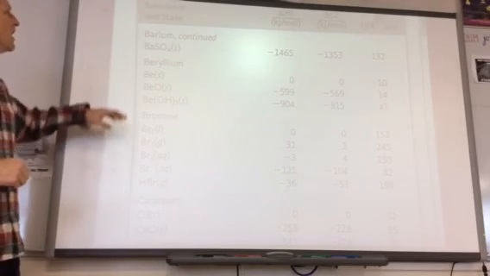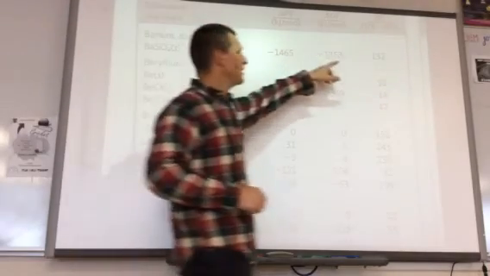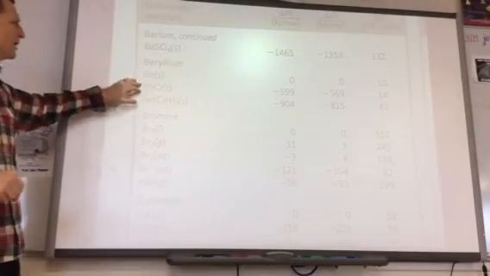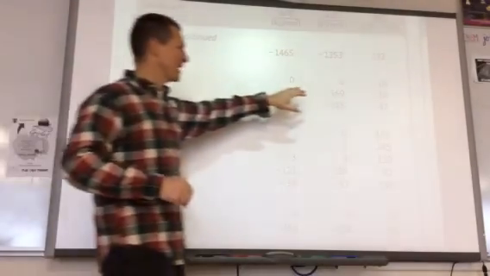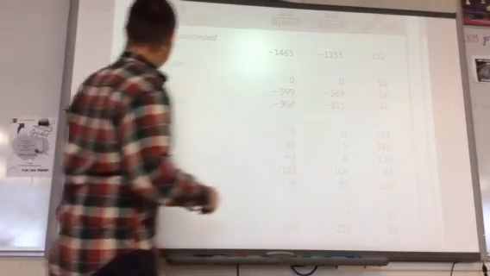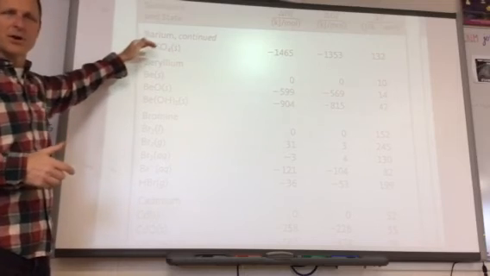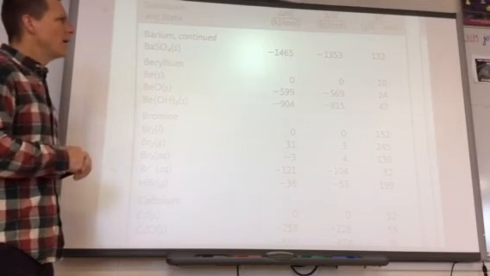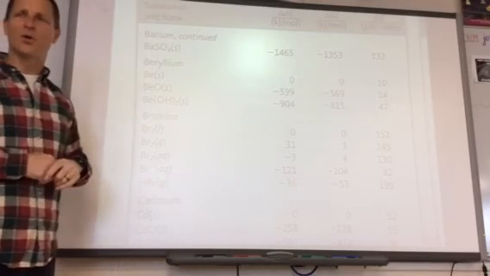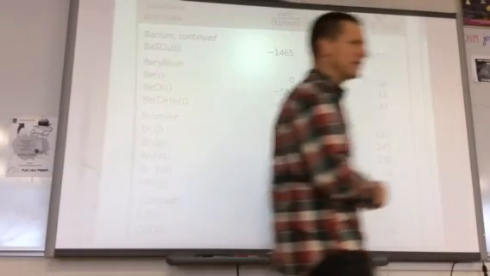Take a look at this solid, barium sulfate. It's got a pretty high entropy as solids go. You can compare that to beryllium oxide, which has a very low entropy. Beryllium oxide is about 1/10 the entropy that barium sulfate is. So, as you see, the bigger, more complex molecules do have more entropy. So you can get at least a qualitative idea about that.